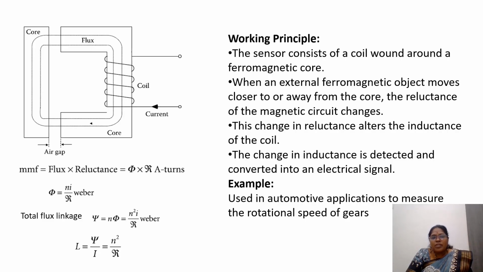So M is the magnetomotive force, which is equal to flux into reluctance, that is phi into R, and phi is equal to number of turns N into I divided by R. R is the reluctance. The flux linkage is given by psi equal to N into phi. From this you can find L equal to psi divided by I, which is equal to N squared by R. In this way we can find the amount of inductance. The change in inductance will be calibrated into an electrical signal.